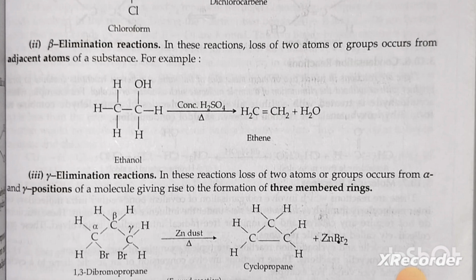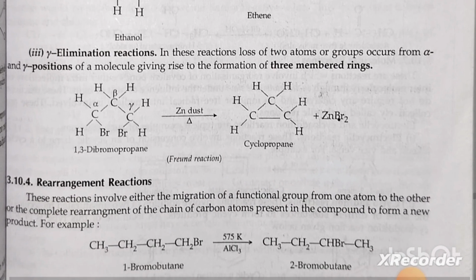Third, gamma elimination reaction. In these reactions, loss of two atoms or groups occurs from the alpha and gamma positions of a molecule, giving rise to the formation of a three-membered ring. 1,3-dibromopropane in the presence of zinc dust, Freund reaction, gives rise to cyclopropane plus ZnBr2.